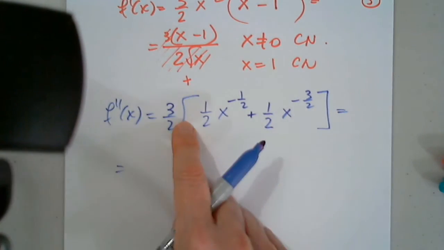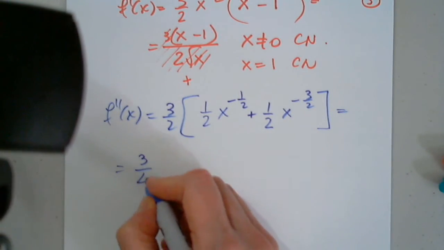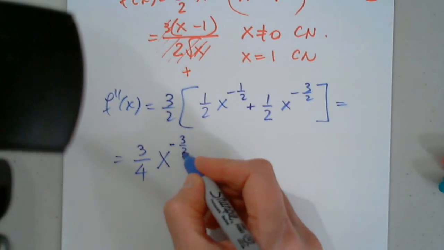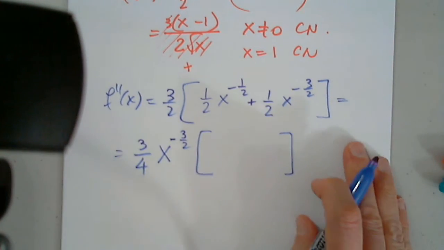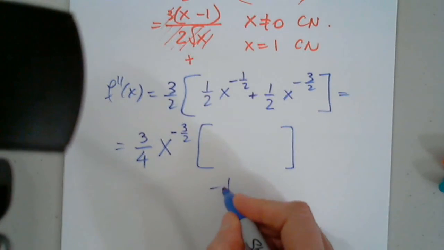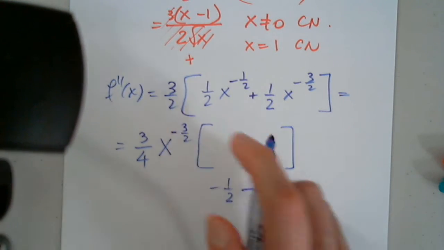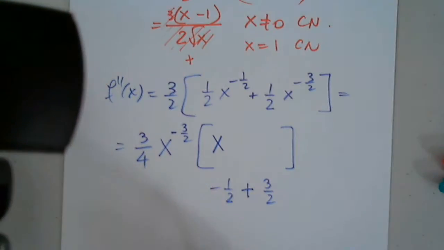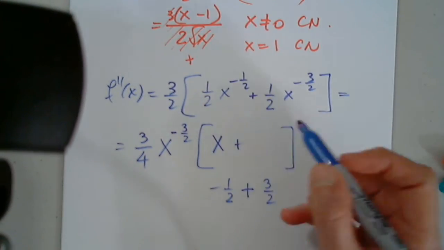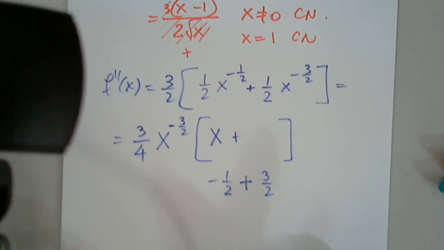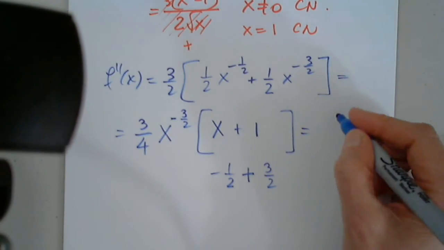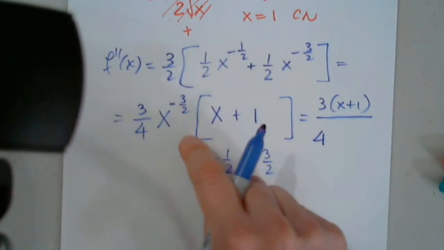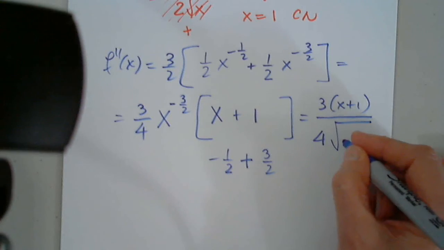Okay, I will factor out 1/2, so it becomes 3/4, and the smallest power, which is negative 3/2. Okay, negative 1/2, but minus negative 3/2 is 2/2. Plus, this is completely out, 1/2 is completely out, everything is out. So this is 3(x plus 1) over 4, the square root of x cubed.